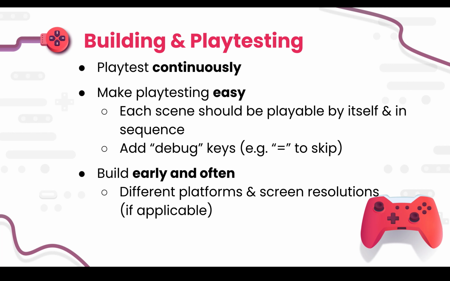You should also add debug keys, such as pressing the equals sign to skip content. This allows you to skip certain parts of a scene in order to test other parts of that scene more quickly. Finally, you should build your game early and often.